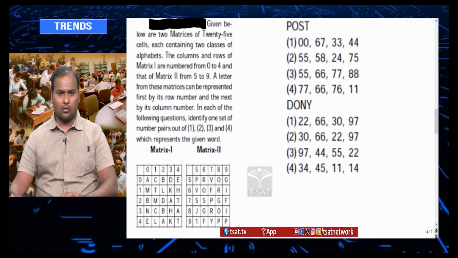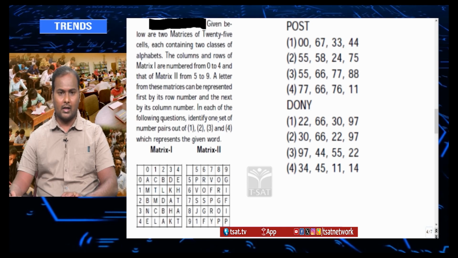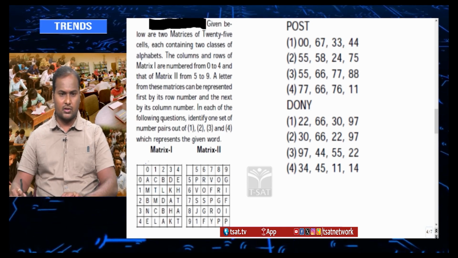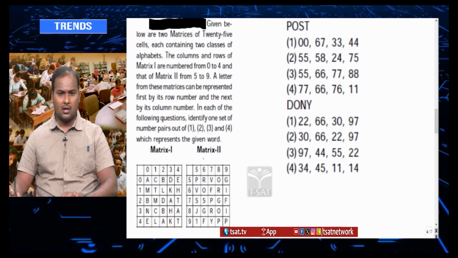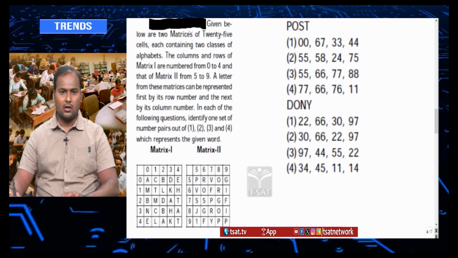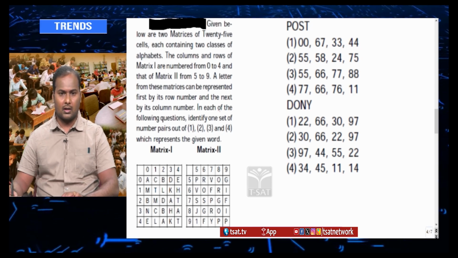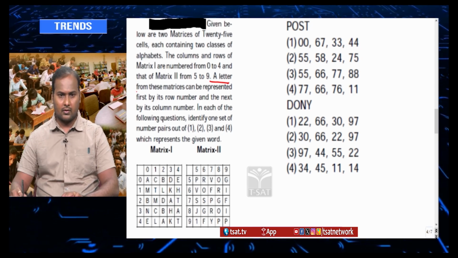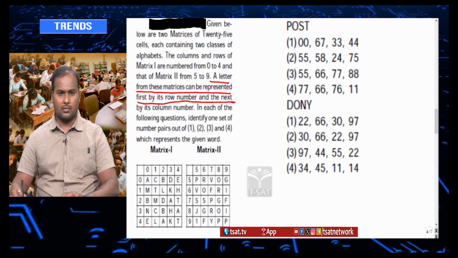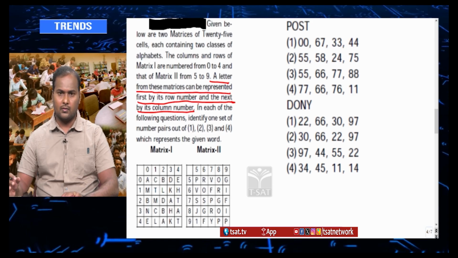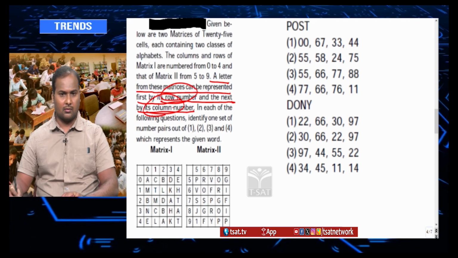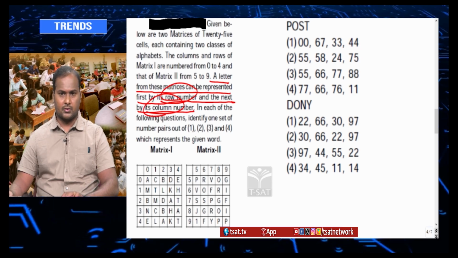Directly, no need to read the entire directions, because you know there are two matrices, matrix 1 and matrix 2, coded 0 to 4 in matrix 1 and 5 to 9 in matrix 2. Everything is the same in any directions in the exam. I already said that you need to focus only on one line: a letter from these matrices is represented first by its row number and next by its column number. You should know this. So let's check with this particular option.